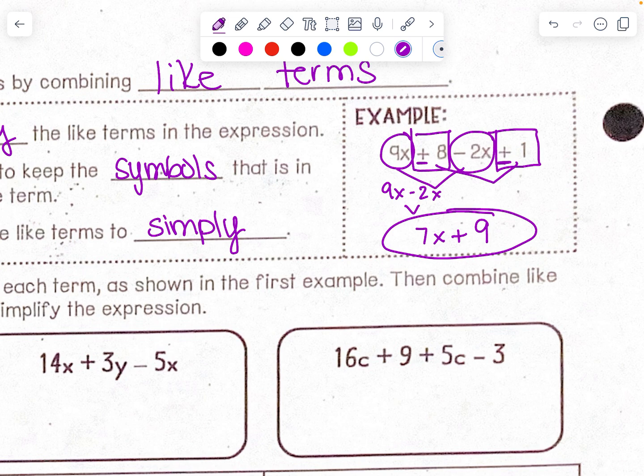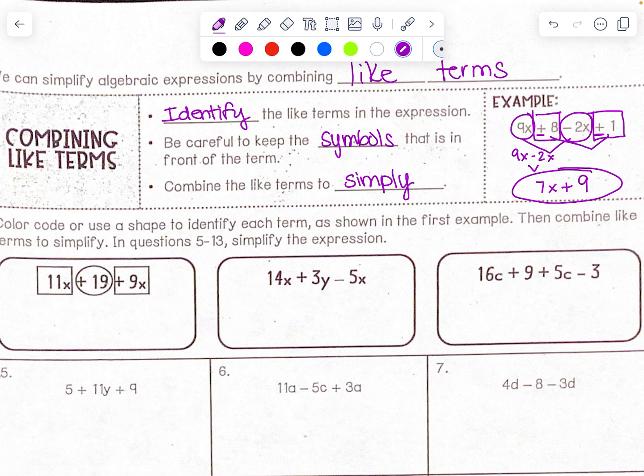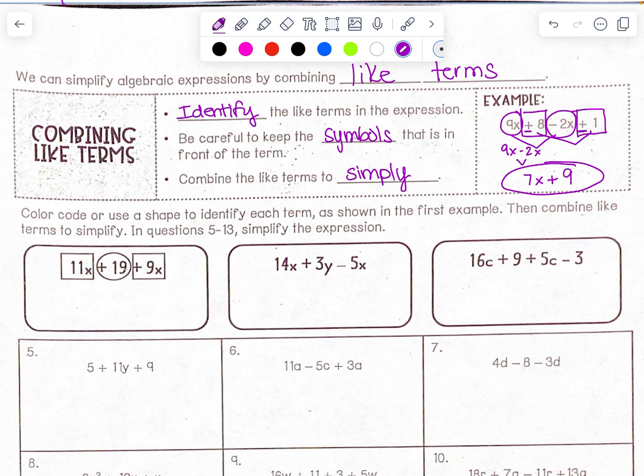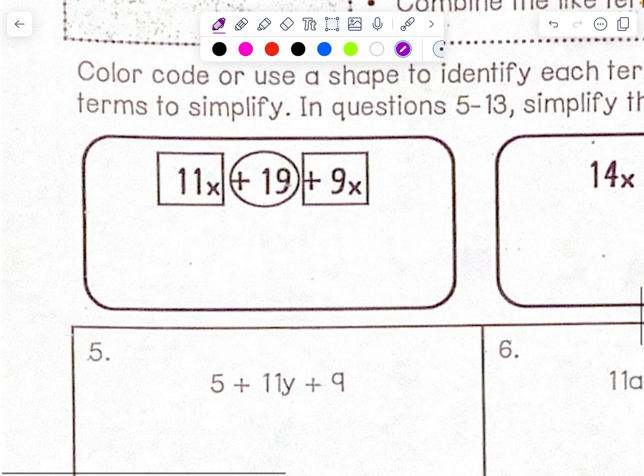All right, and then that's my simplified expression. All right, we're going to keep going. Color code or use a shape to identify each term as shown in the first example, then combine terms to simplify. Okay, we've already done that, and they did the first one here for us.